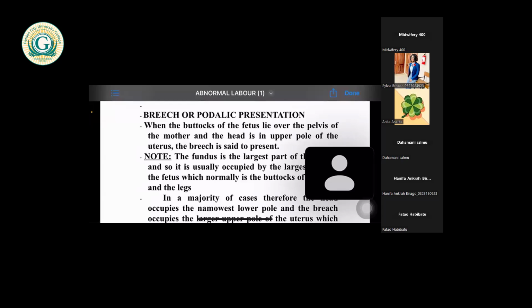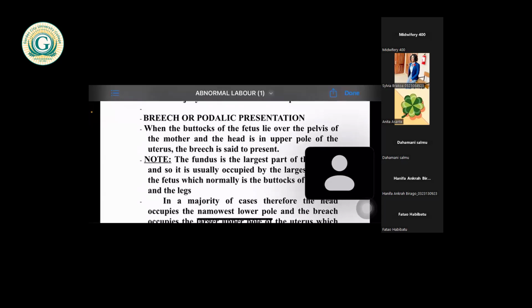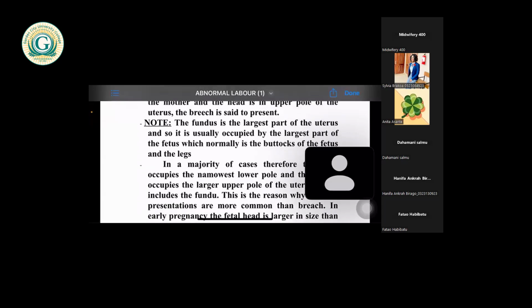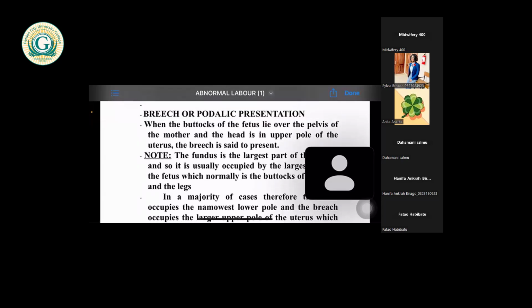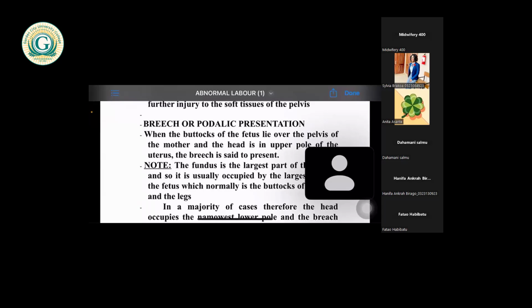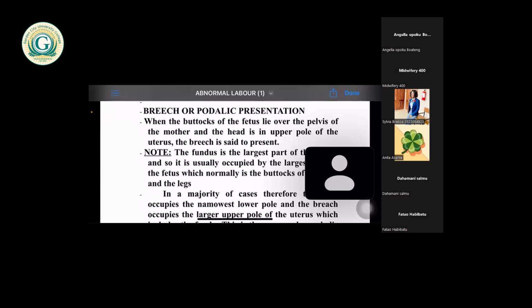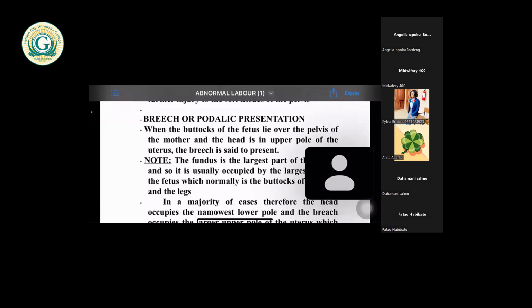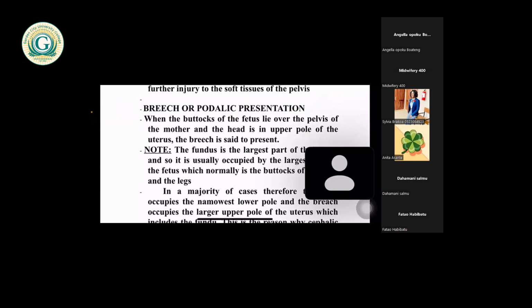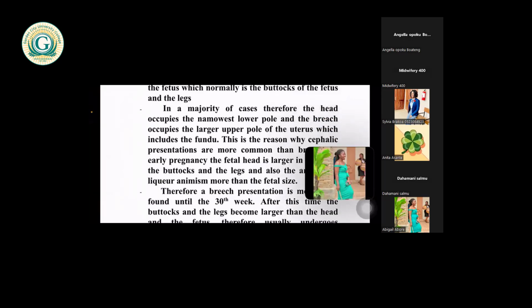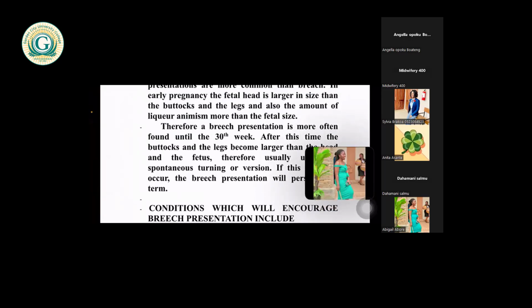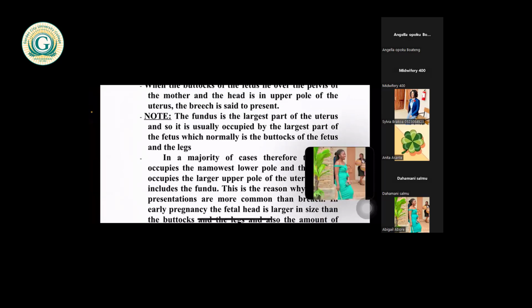So we are treating breech presentation. Can anyone share her knowledge on it? When we talk about breech presentation, what does it entail? I want us to share our knowledge on it. We are putting our words together. We'll get back.